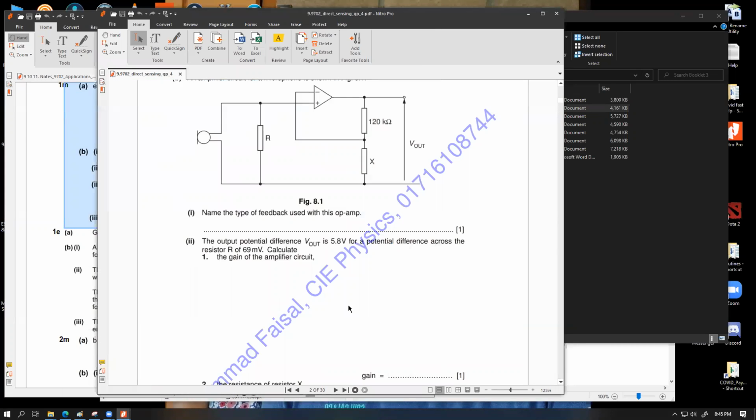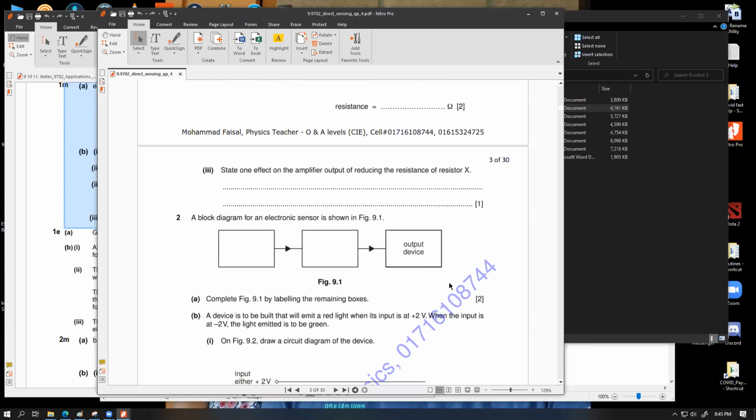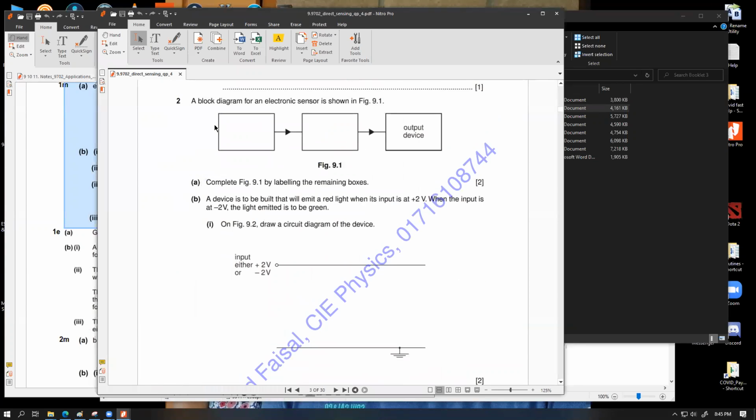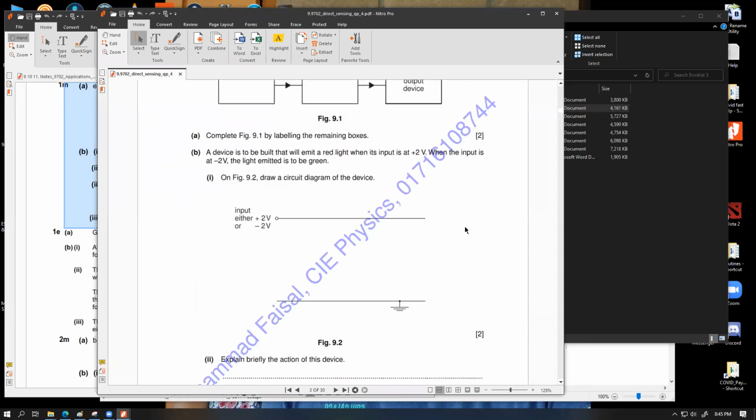Okay, so let's have a look at another of these questions. This is just a very basic block diagram. You know this thing: sensor device, processing device, output device. Fill up these two blocks, you get 2 marks. I mean, this is just whatever. Okay, yeah, have a look.